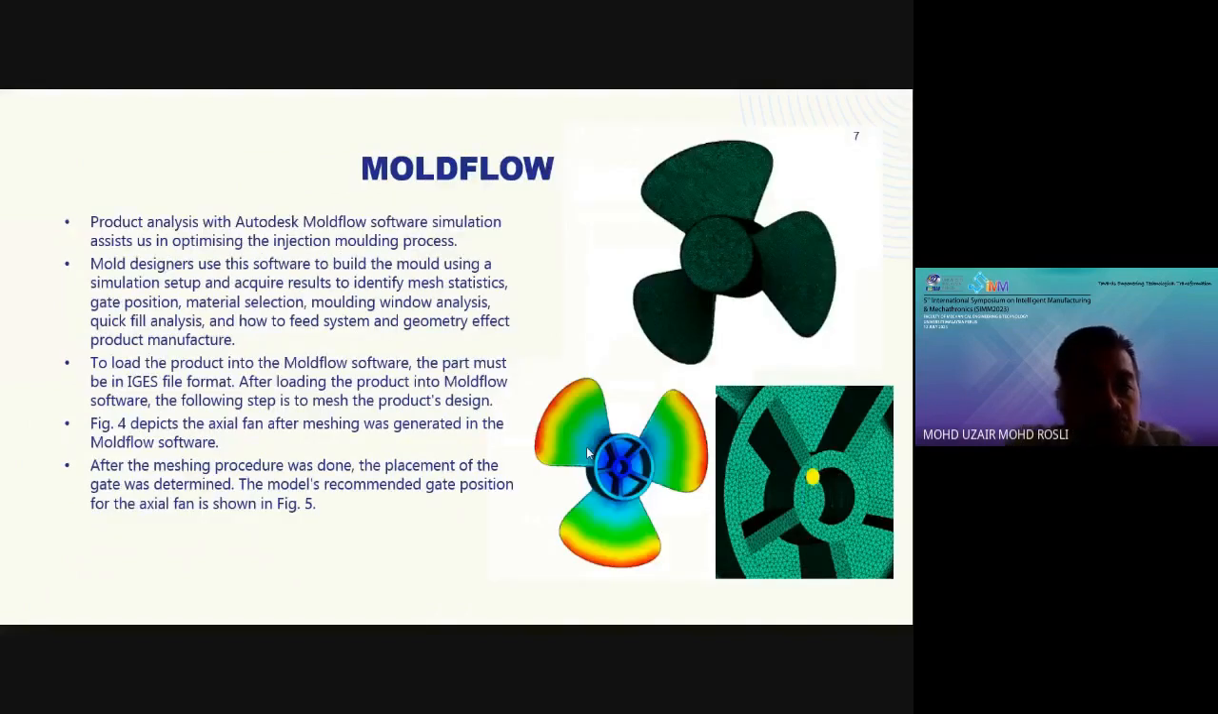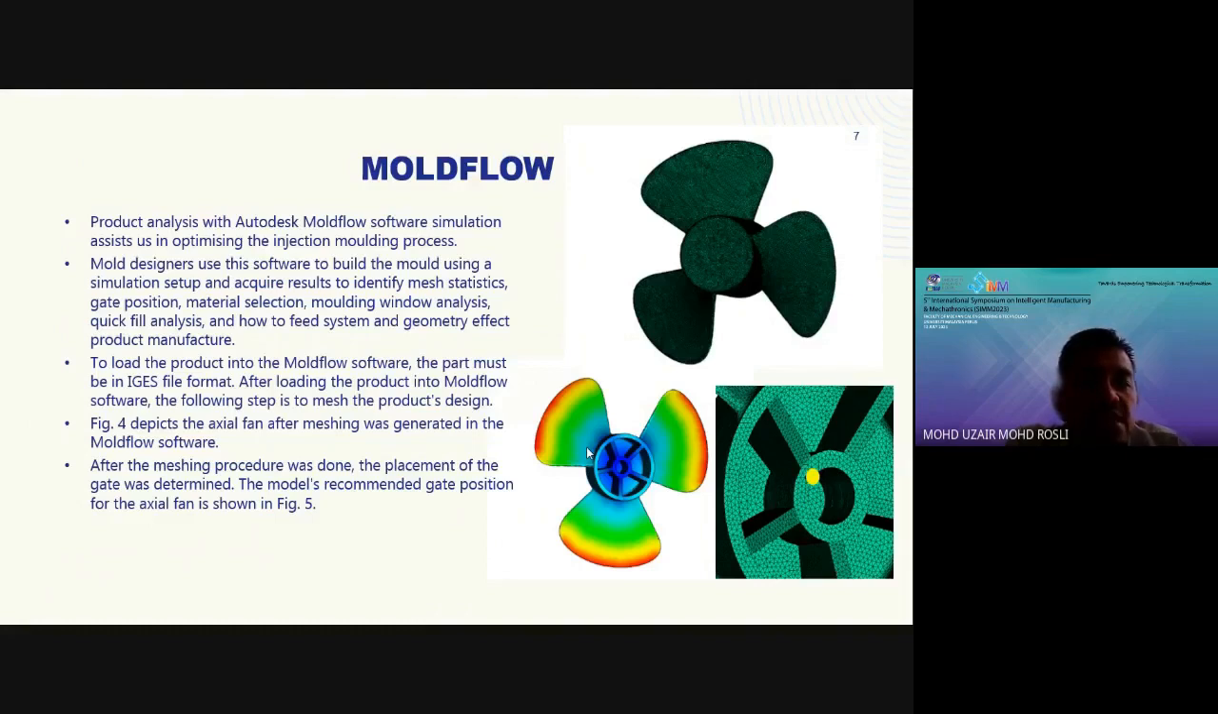And then we move to the Moldflow process. For the analysis, Autodesk Moldflow simulation software assists us in optimizing the injection molding process. I use this software to build the mold using a simulation setup and acquire results to identify mesh statistics, gate position, material selection, molding window analysis, fill analysis, and how the feed system and geometry affect product manufacture. To load the product into the Moldflow software, the part must be in IGS file format.